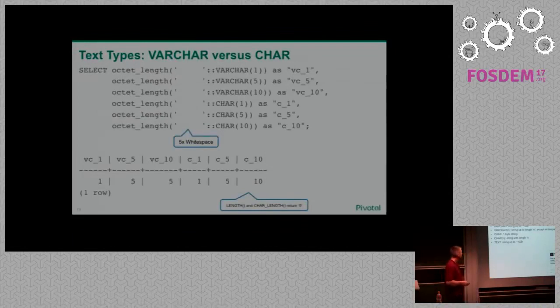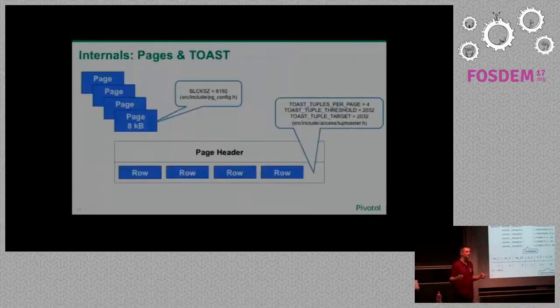There's an interesting case. If you look at the white spaces, I have 5 white spaces here, and I cast them to varchar and char 5 and 10 and 1. And you see the lengths here. If I have my varchar 5 and my varchar 10, they all end up with 5 white spaces here. If I have cast it to char, I end up having 10 chars, because in char, if I specify a length, Postgres will actually fill up white spaces until the specified length.